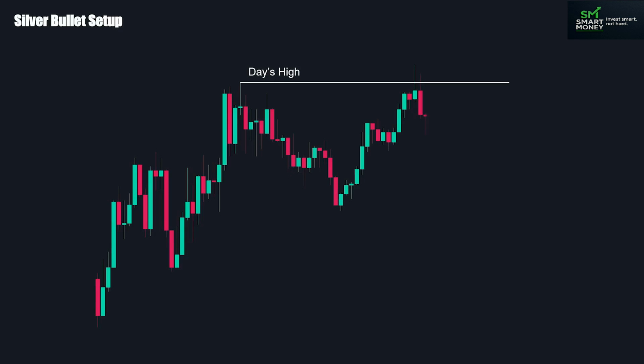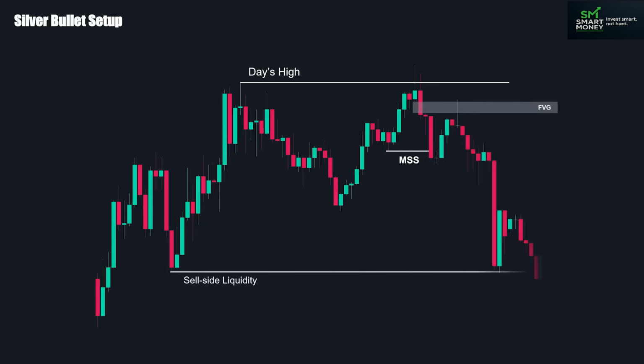Next, we wait for a bearish market structure shift, which signals a possible reversal to the downside. This confirms that the bullish move is ending and sellers are taking control. At this point, we look for a fair value gap as the best area to enter a short trade.